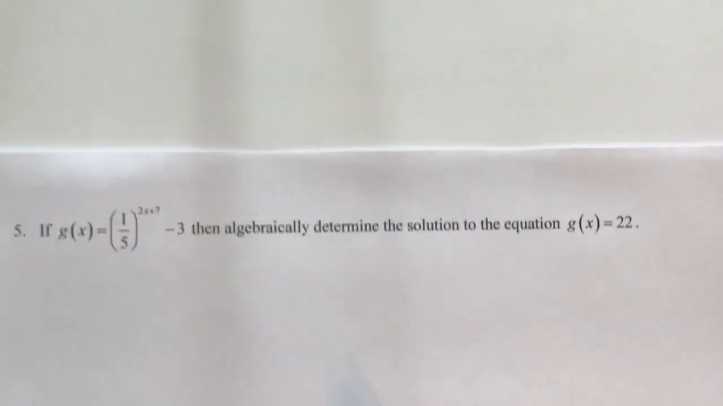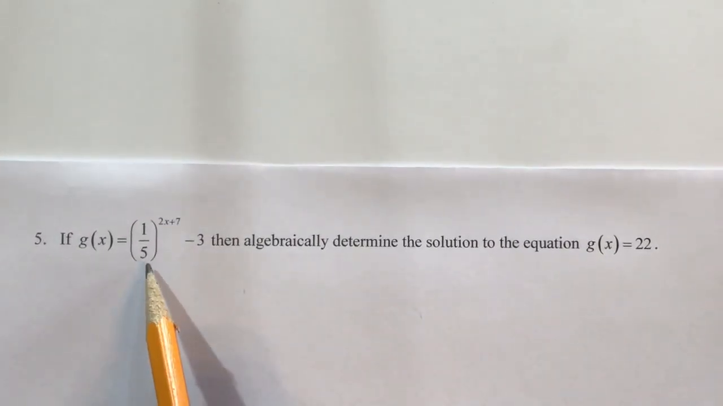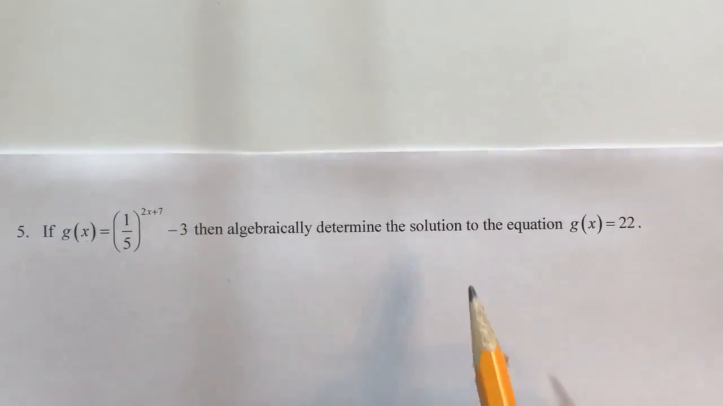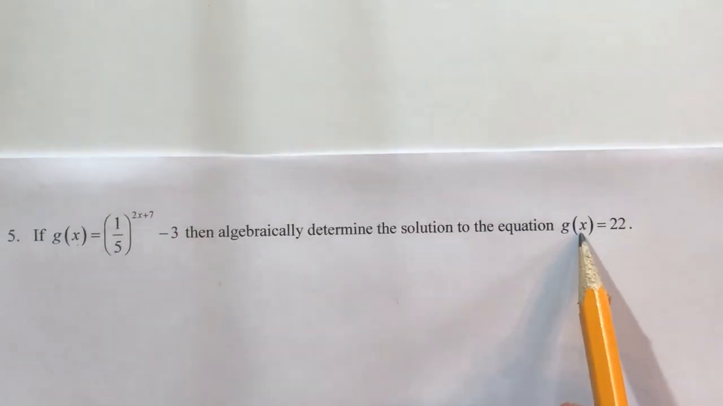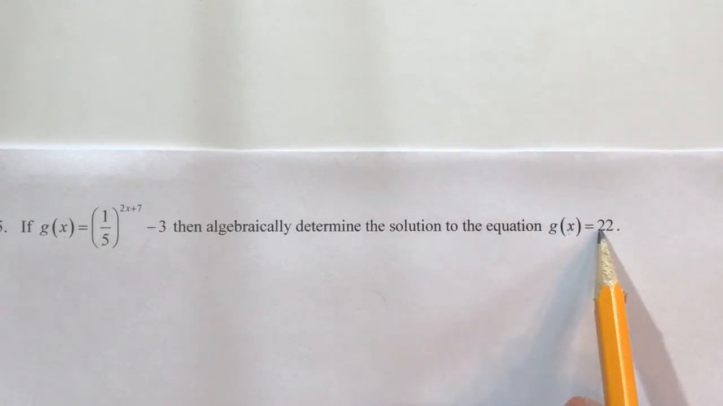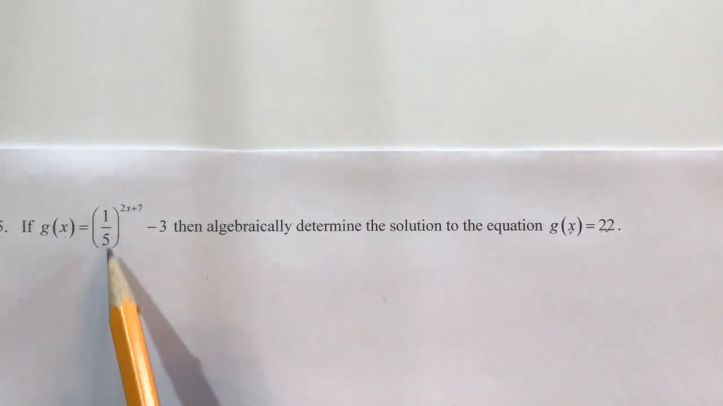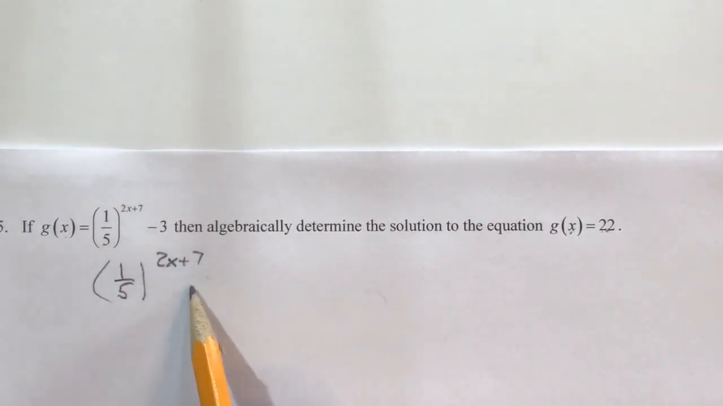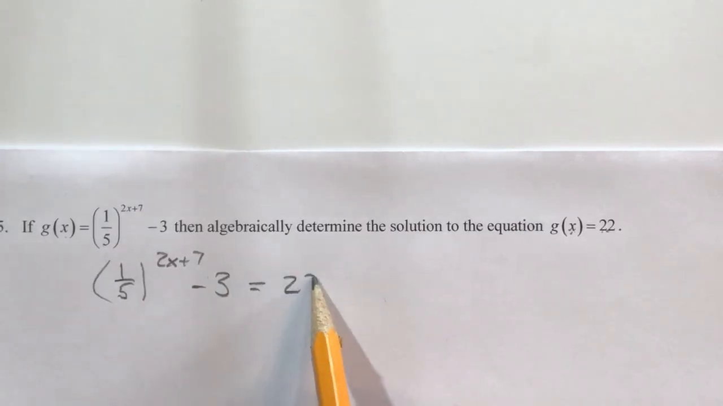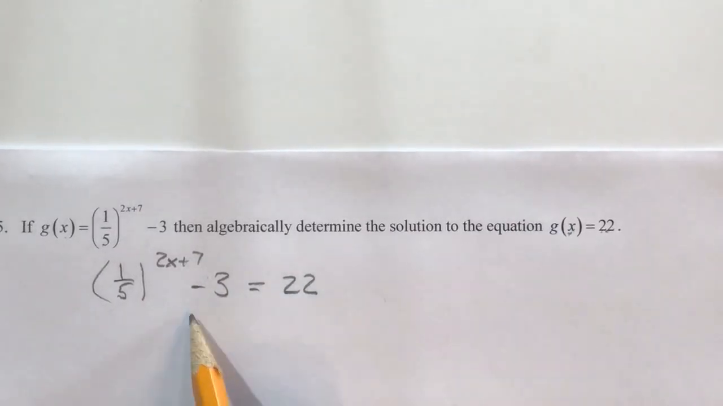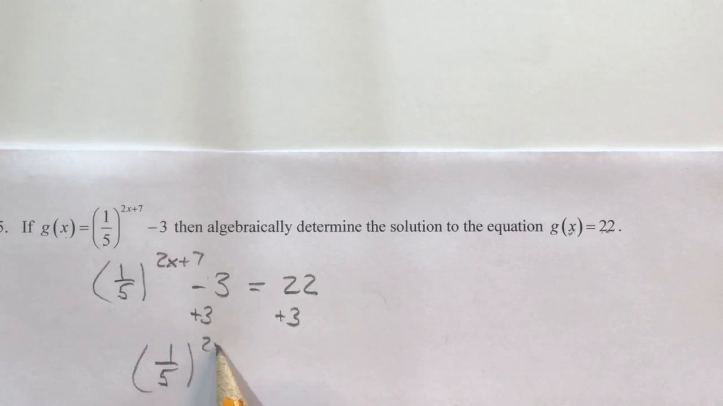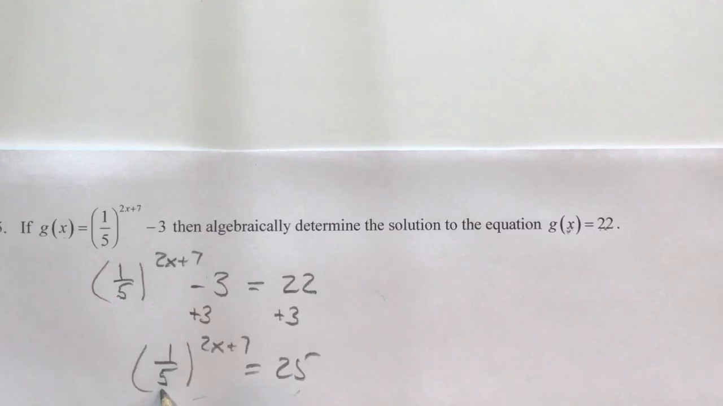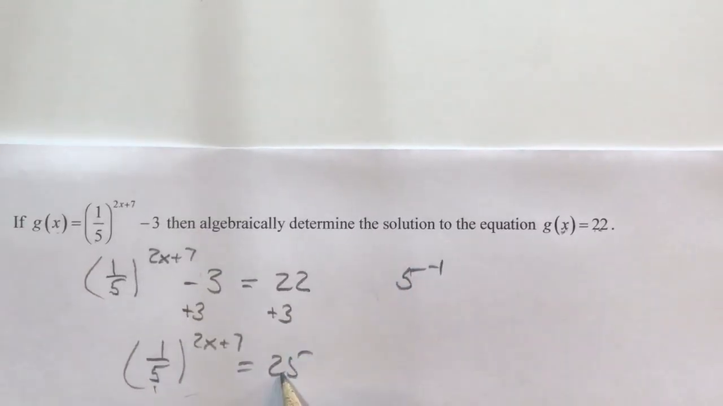But first, we have one more here. Common base. G of x is this function. Now be careful. People made mistakes earlier on other worksheets. The output is 22, not the input. I don't know what the input is. So 1/5 to the 2x plus 7, take away 3 equals 22. I'm trying to figure out what that input is. I'm going to add 3 to both sides. So I have 1/5 to the 2x plus 7 is equal to 25, and there are powers of 5. That's 5 to the negative 1, and that's 5 squared.